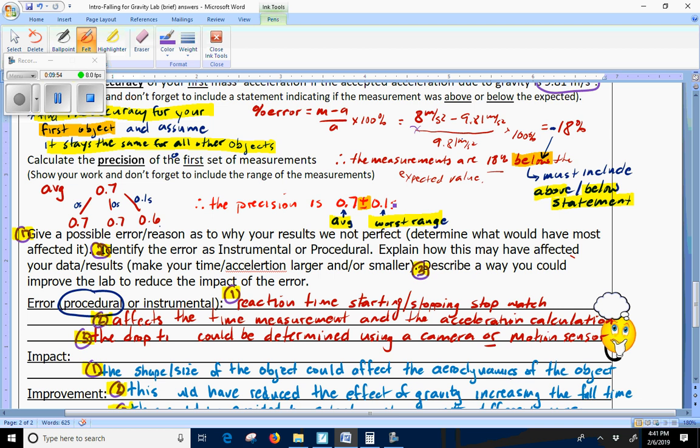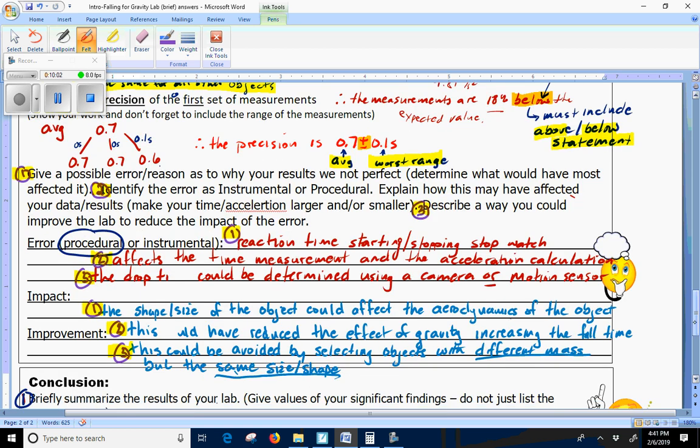0.1 seconds. So we could be above or below by 0.1 on average. Now, the next thing we have to do, we also have to explain any errors that were in the lab. So what you do is list significant errors, the kind of errors that you really think might make a significant difference. Identify the errors, instrumental or procedural, and tell me how this could have affected the data or results.